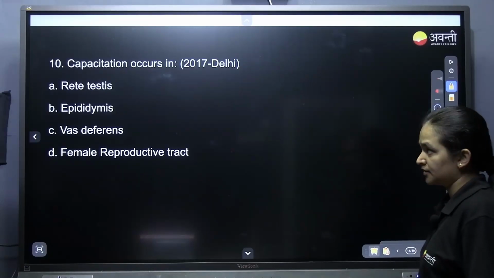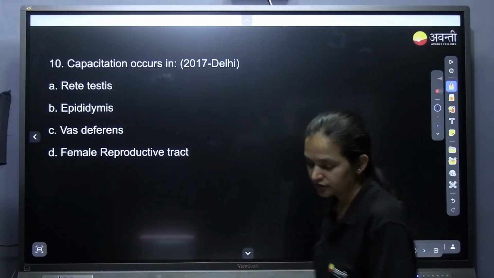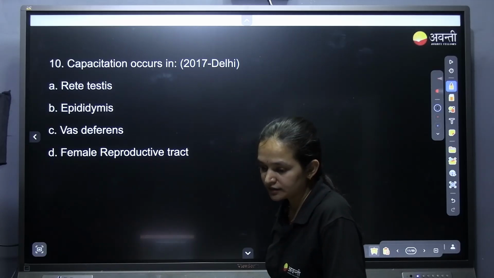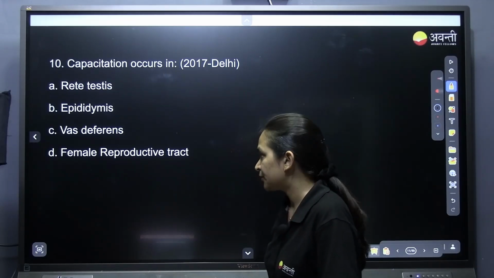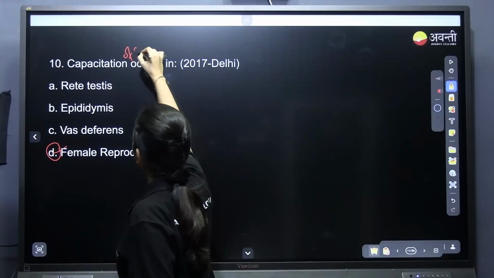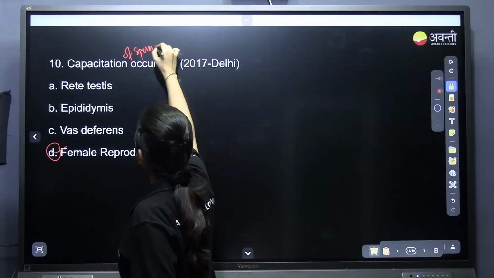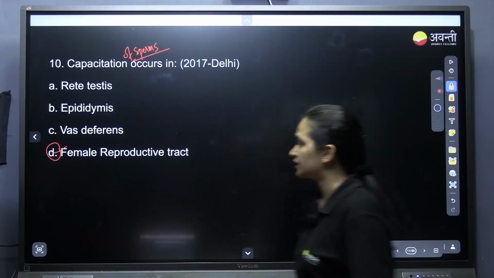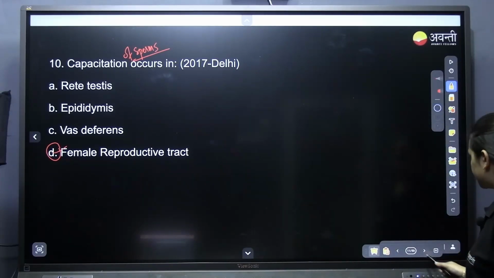Capacitation occurs in where? Female reproductive tract. Very good. Capacitation of sperms, okay? Capacitation of sperms occurs in the female reproductive tract.